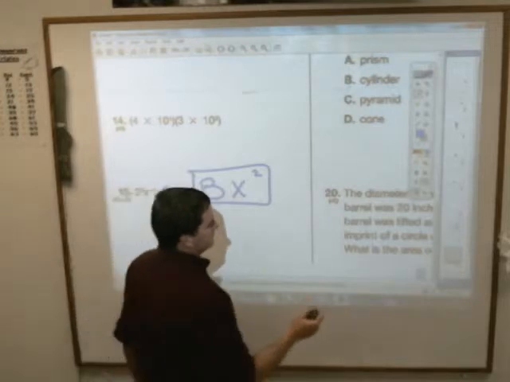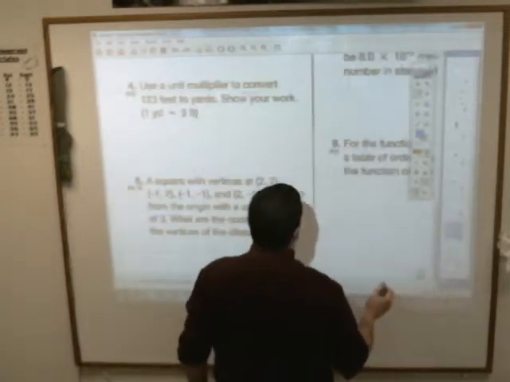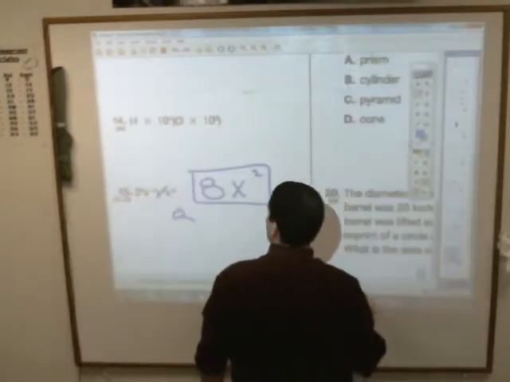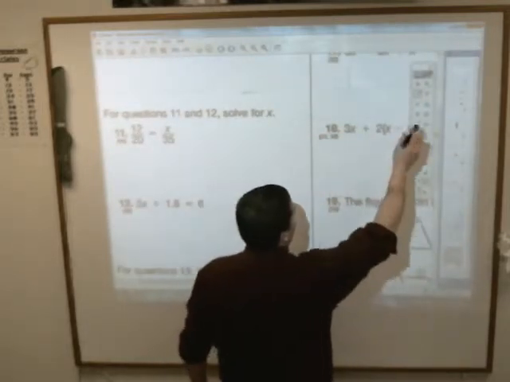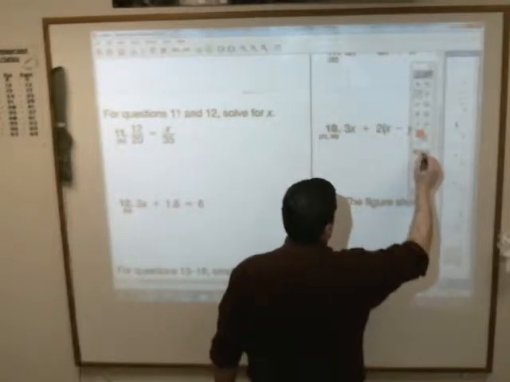Rockwell? Love to do 11. Is that on this page or the other? This page? Number 11.